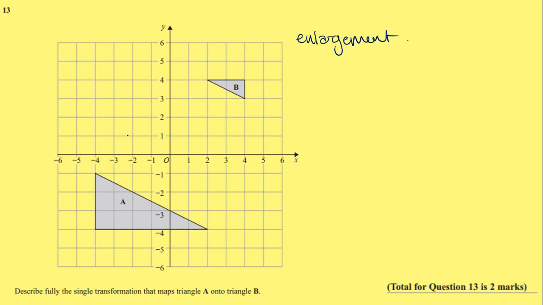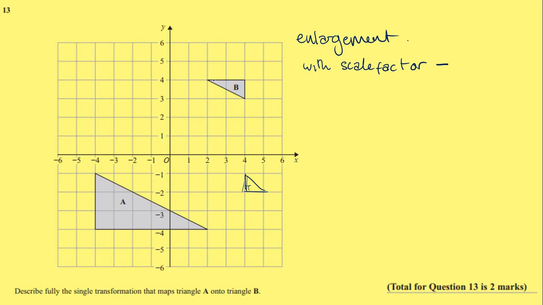Now, because the orientation has changed, because things look like they've been rotated as well as the size being changed, it's going to be with a scale factor that's negative. Minus something. If it was positive something, the orientation would be the same, but the size might change. And so you might have, say, another triangle that looks a bit like that, the same sort of direction. Whereas in this case, it's not the same sort of direction.